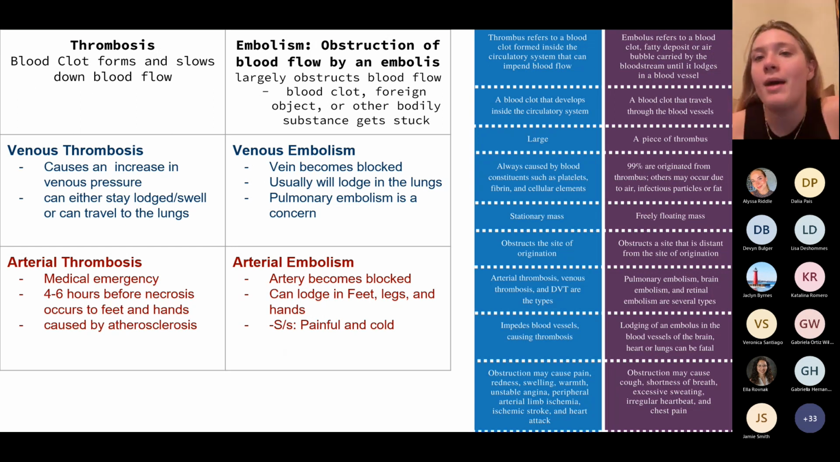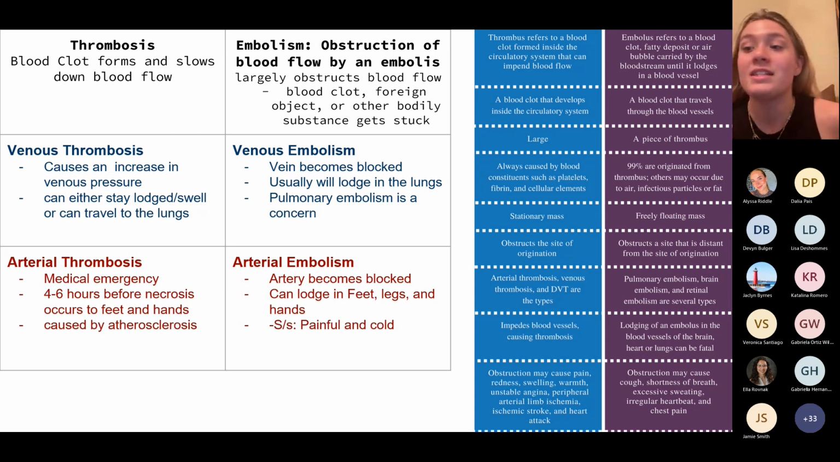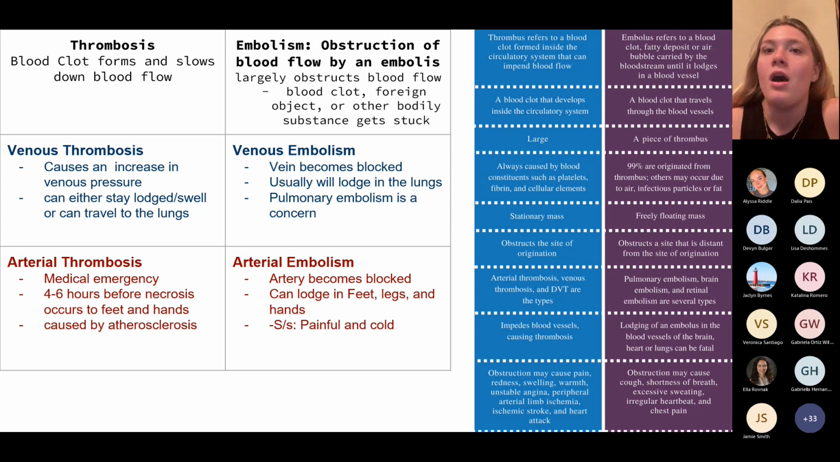So I also broke up how to differentiate a thrombus versus an embolus, because this was something that I simply struggled with. When you think thrombus, it's a blood clot that forms and slows down blood flow. So a thrombus occurs at the site of where it developed, okay? That's a thrombus. A DVT, deep vein thrombosis, that's like that blood clot in the veins of the leg.